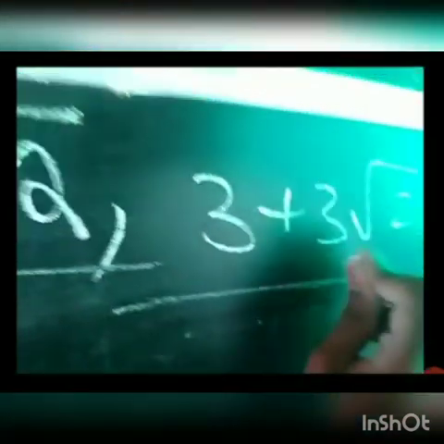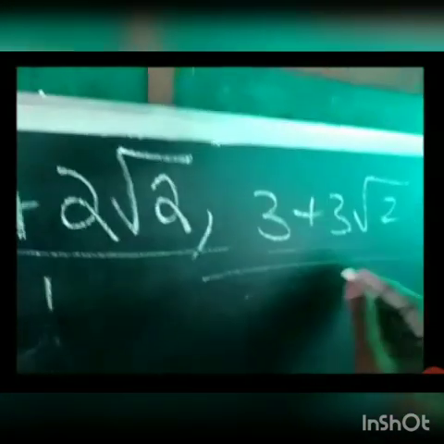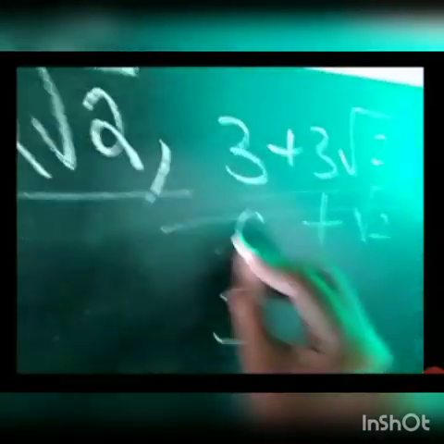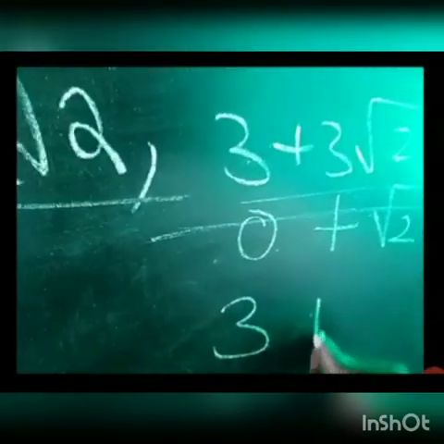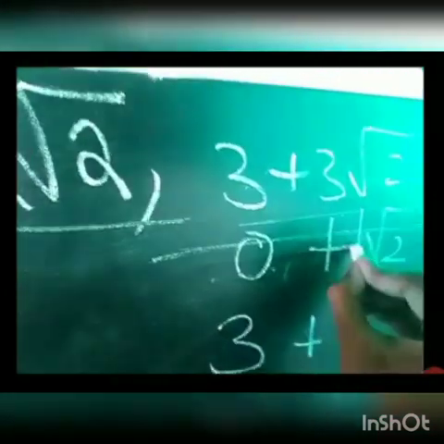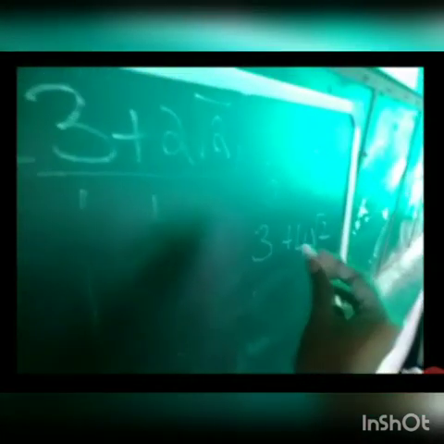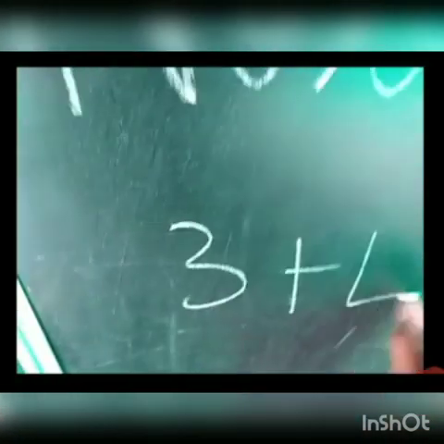Last term of this given sequence is 3 plus root 2, right? We need to add root 2 to this. 3 as it is, plus nothing here means 1. 3 plus 1 is 4 root 2. So in the next 3 terms, the next one is 3 plus 4 root 2. So write like this. Next 3 terms are, one is 3 plus 4 root 2.